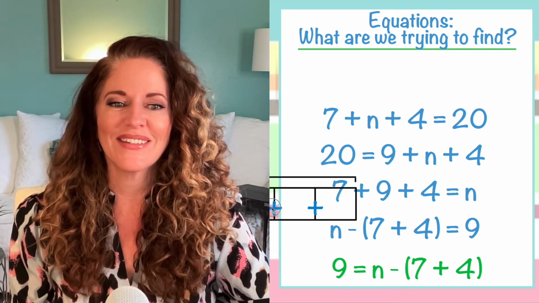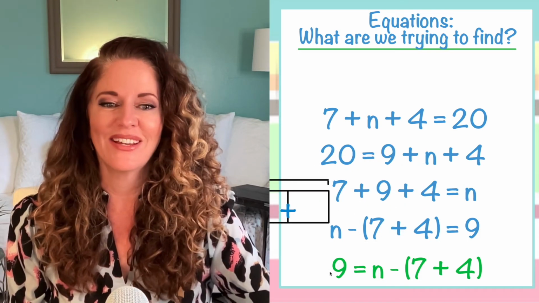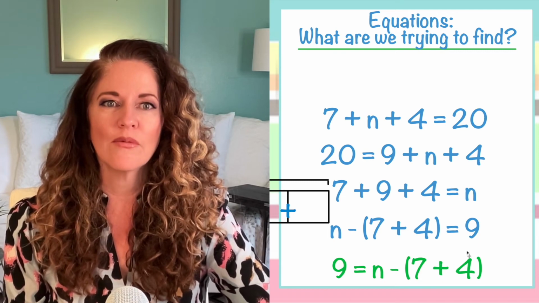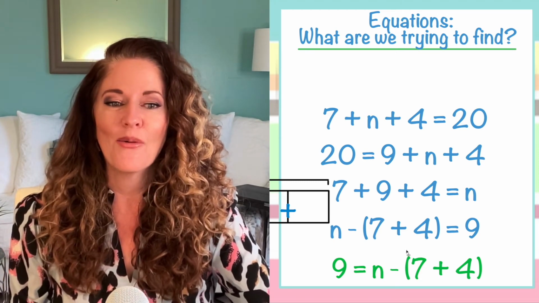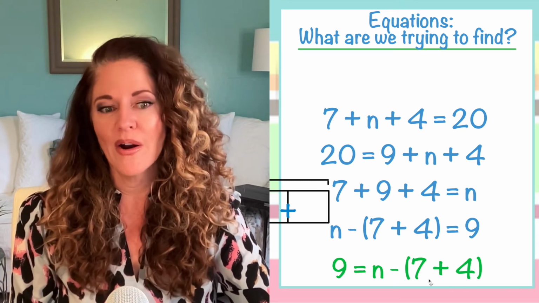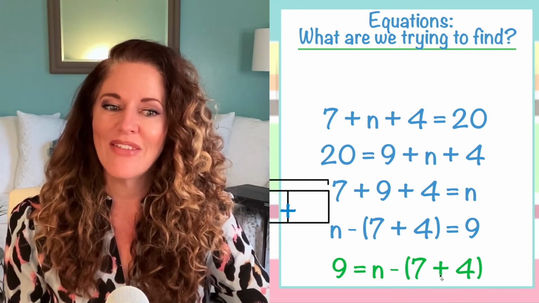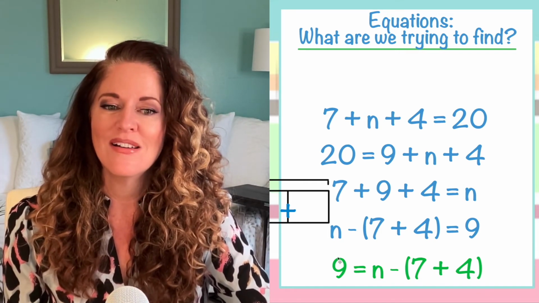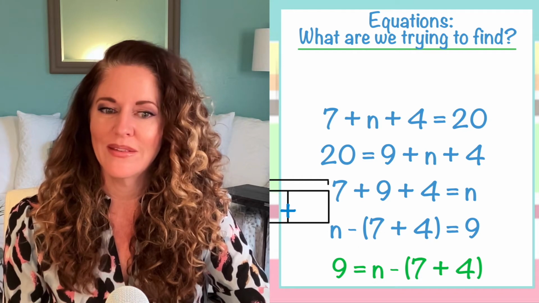Okay, let's look at this last one. This is your most challenging. Where are the parts and where are the wholes? Well, I can tell 7 and 4 are parts. That one's pretty easy because I have that addition symbol right there. What about these 2 pieces?